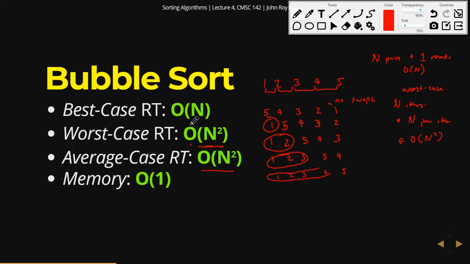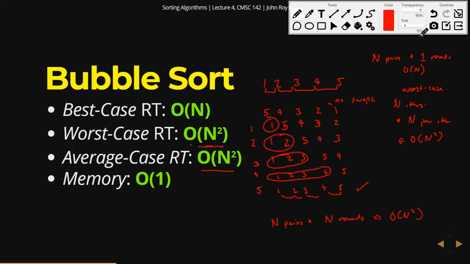It's the fourth round. But since there was still a swap in this round, we'll still have to go another round. And in this round, we'll find out that there are no more swaps, so everything is already done. But how many iterations did we have? There are 5 iterations also for a 5 item array. So there are n pairs times n rounds, and that makes it O of n squared.